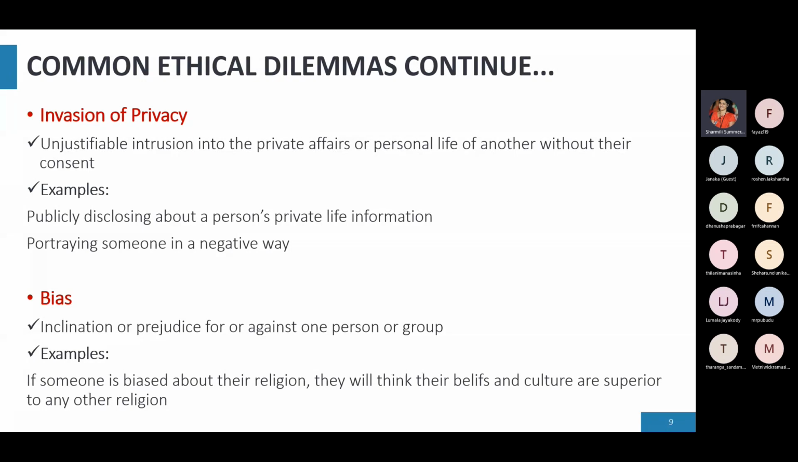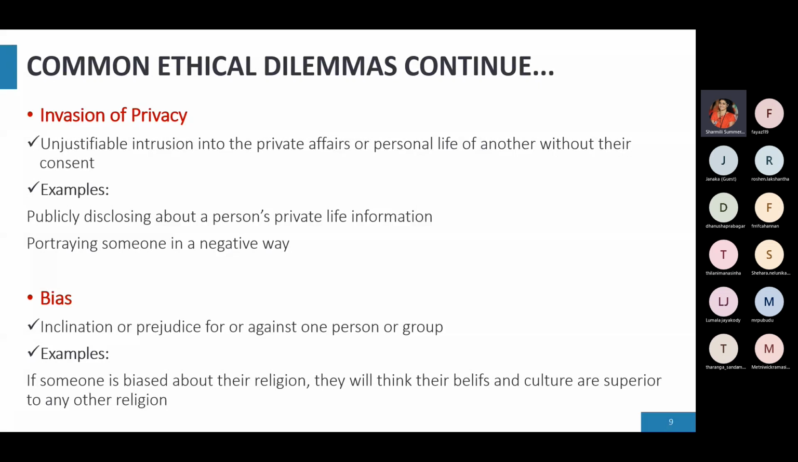For example, this also will come. Sometimes your best friend or whoever may tell you some private information about her life. If you disclose those informations publicly to all the other friends, it is also a kind of invasion of privacy. Not only intruding into their private life, but telling the public any private information a person told you is also invasion of privacy.